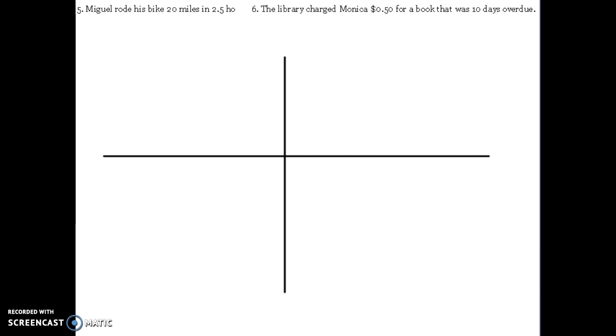Let's talk about using tables, graphs, and equations with constant of proportionality. So Miguel rode his bike 20 miles in 2.5 hours. We have to start with our information. What are the variables? The variables that we're using are miles and hours.